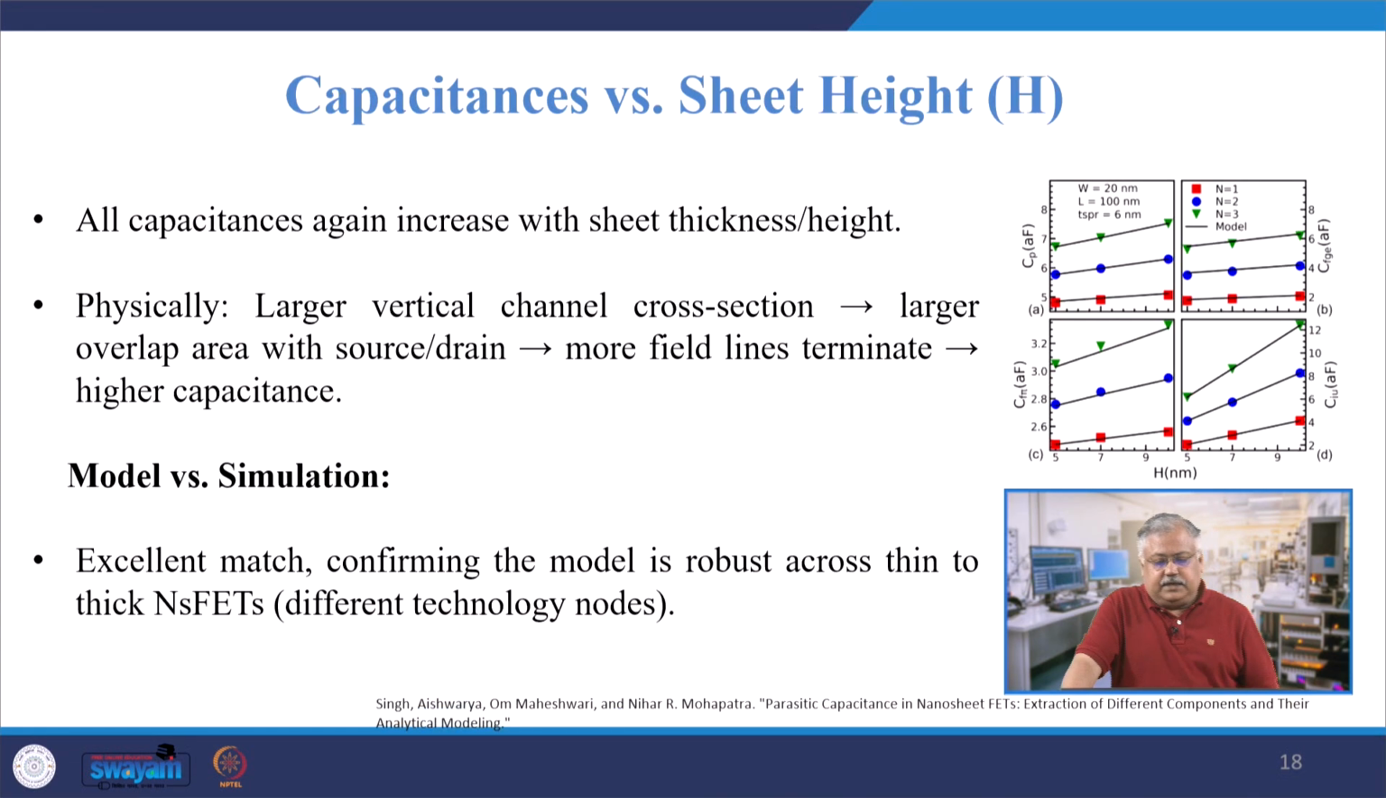If we look at the capacitance versus sheet height, as the sheet height increases, the capacitance increases, because a larger vertical electric field cross section means a larger overlap area, which effectively means more electric lines will terminate, and that will result in a higher capacitance. So the excellent match is there for various values of technology, for different technology nodes which you see here.